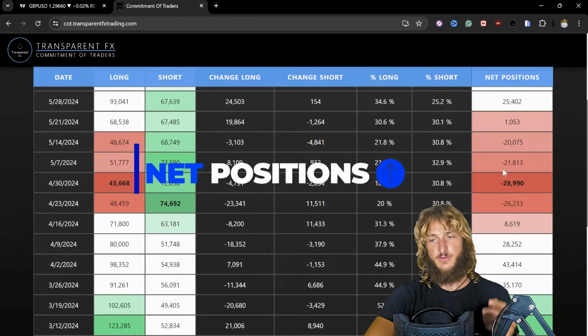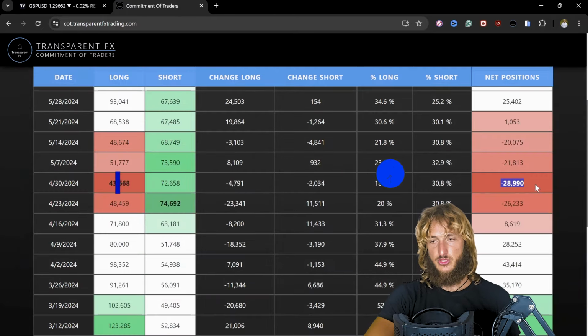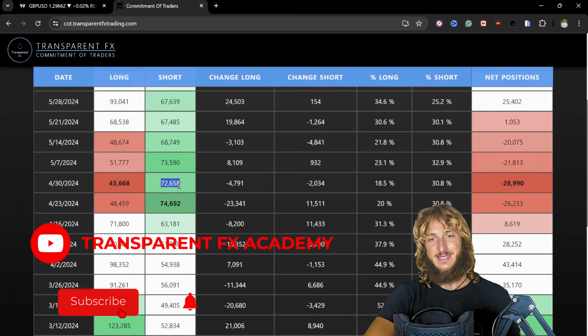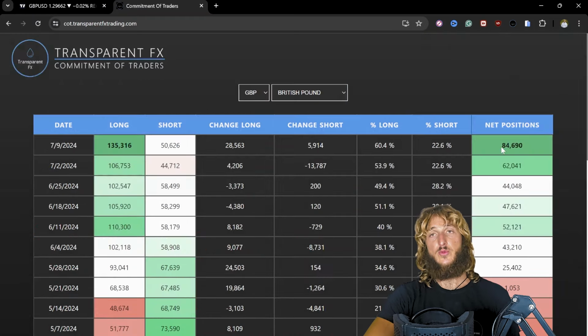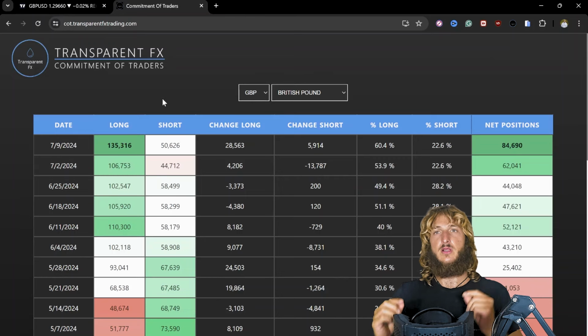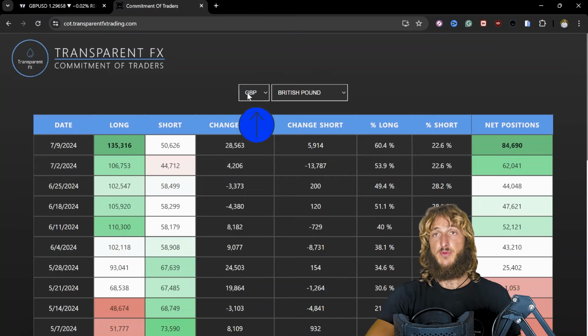And what we can see here is that with the last reports, there is a massive increase in the net positions. We went from having a negative net positioning of minus 28.9k net positions with more shorts than longs, 72.6k shorts compared to only 43.6k longs, all the way up to now having a positive net positioning of 84.6k net positions with more longs than shorts, 135.3k longs compared to only 50.6k shorts. So institutions clearly have been moving aggressively to the bullish side for GBPUSD, therefore making it stronger.